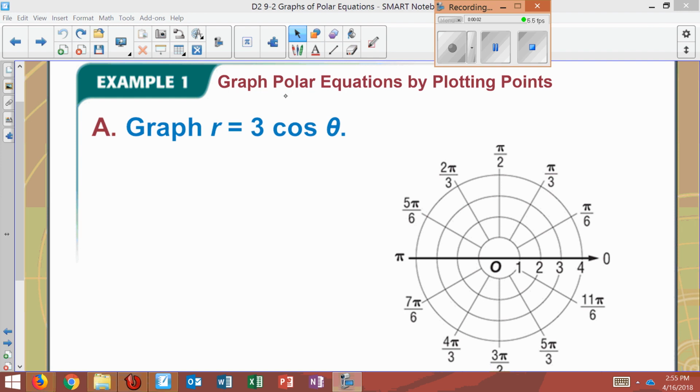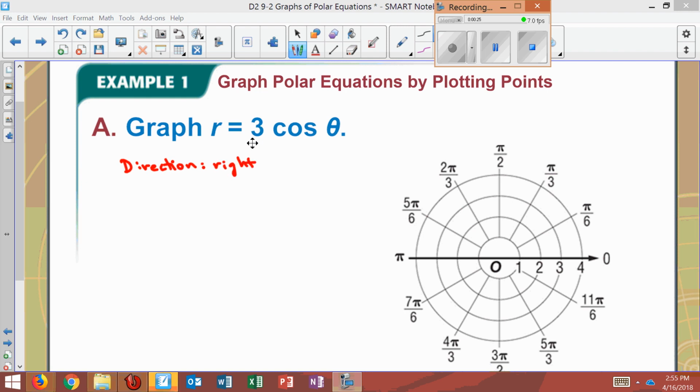Example 1, part A. Graph r equals 3 cosine theta. Now, if you've been with us at all, you know that this shape is going to be kind of like a circle, or it is a circle, but it's going to be shifted right. Since the cosine here is positive, it's going to be right. So some things I know about this is a circle, and its direction is going to be to the right.